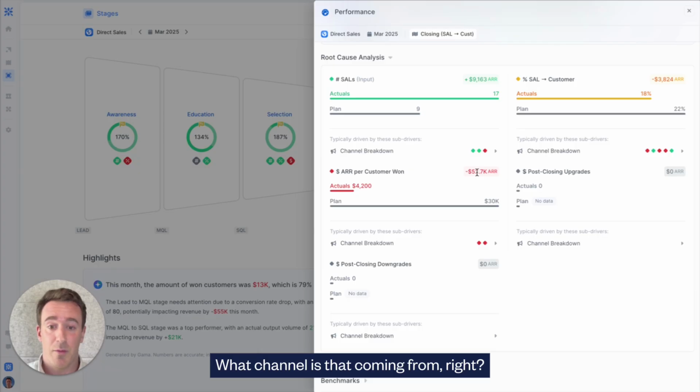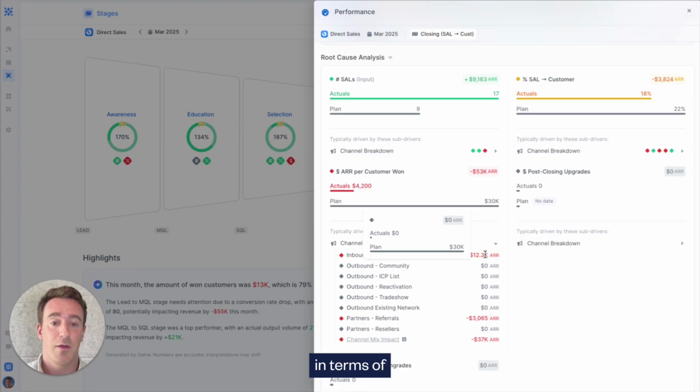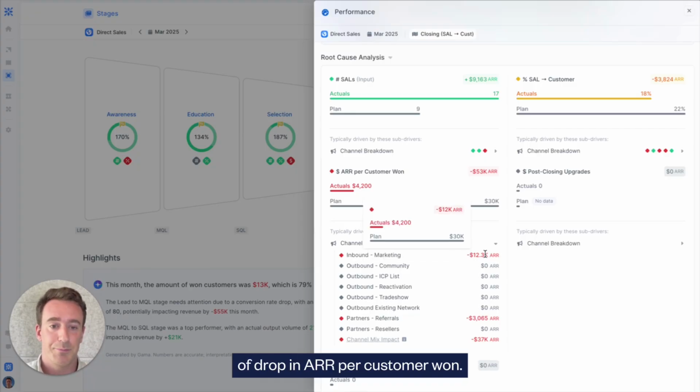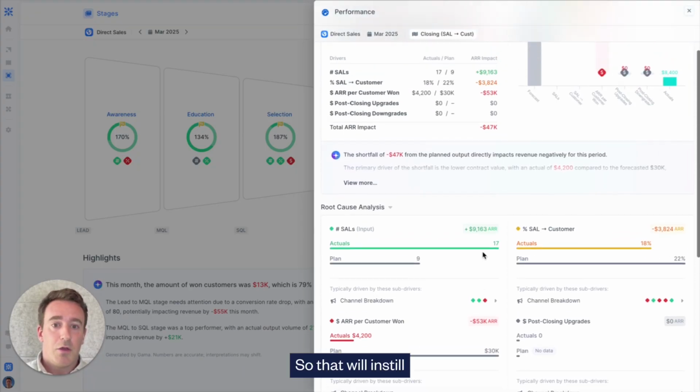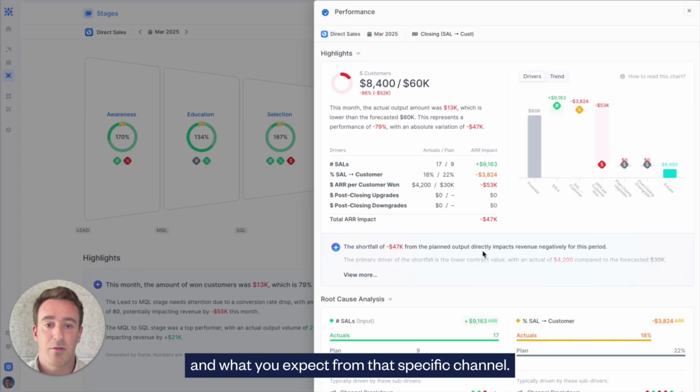What channel is that coming from, right? So I'll break that down and see, looking at all the channels, inbound marketing is the suspect in terms of what's driving the largest amount of drop in AR per customer one. So that will instill a conversation with the marketing leaders and understand what can be done in terms of either driving leads that convert at a higher amount, or it's a question in terms of forecasts and what you expect from that specific channel.